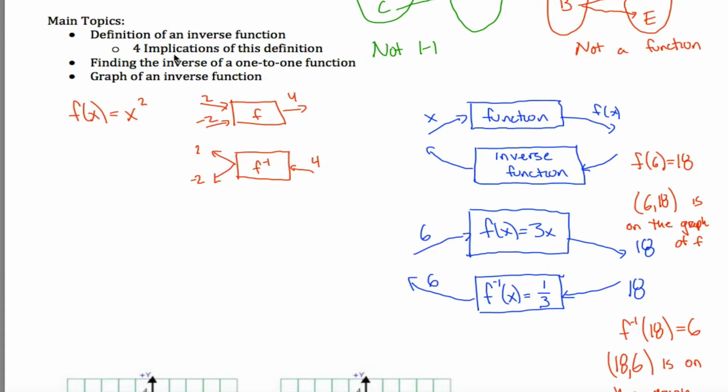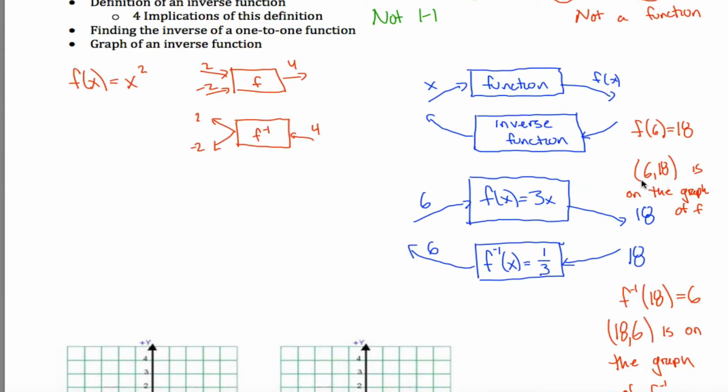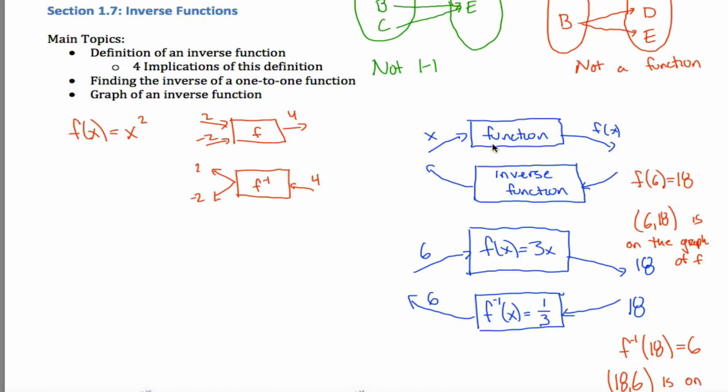So the third implication of this definition, and it's really another way of stating that we switch the inputs and the outputs, is saying that the domain of the function is the same as the range of the inverse function. And the range of the function is the same as the domain of the inverse function. Because all the inverse function does is switch the inputs and the outputs. And the possible inputs are the domain, the possible outputs are the range.